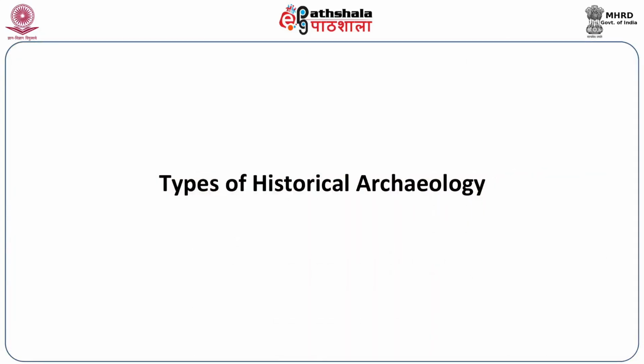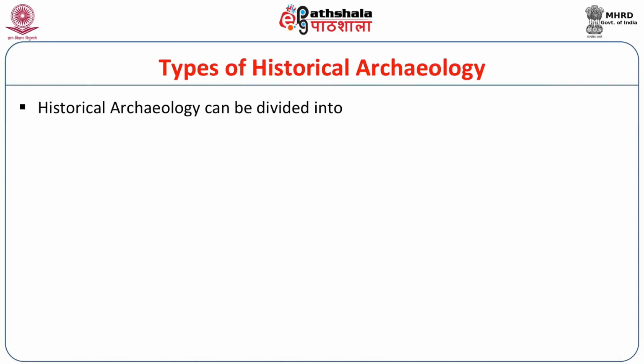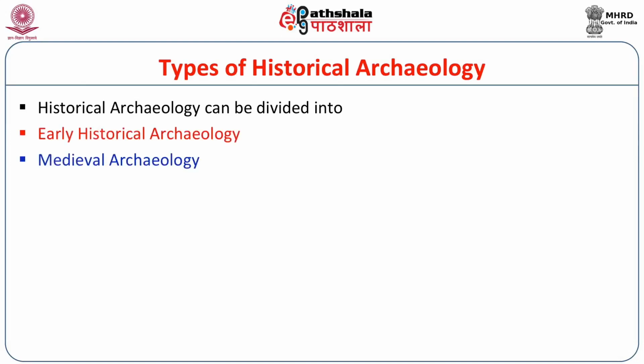Types of historical archaeology. How can we divide historical archaeology? Historical archaeology is a broad subject. It can be divided into various categories based on time. We have early historical archaeology, medieval archaeology and colonial archaeology, dealing with ancient, medieval and modern periods. These divisions are arbitrary, and we should not think they are static and fixed. They are just for our convenience.